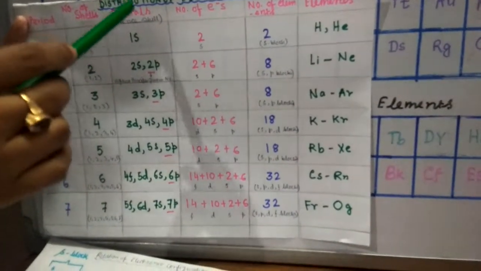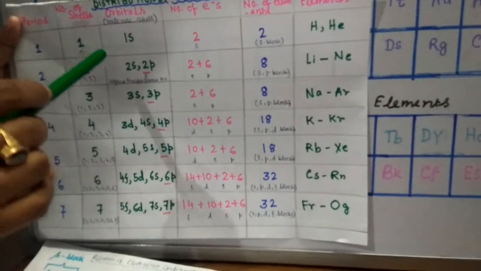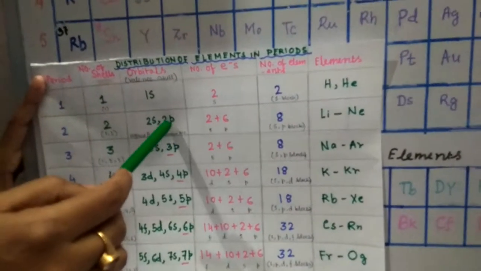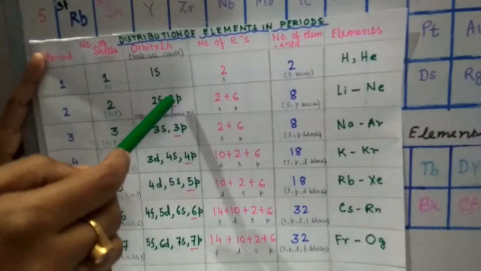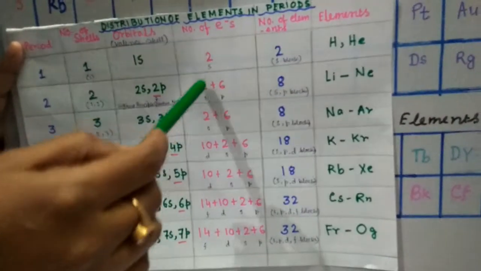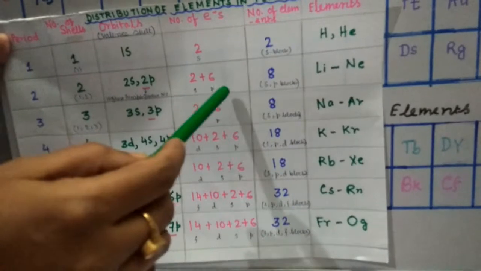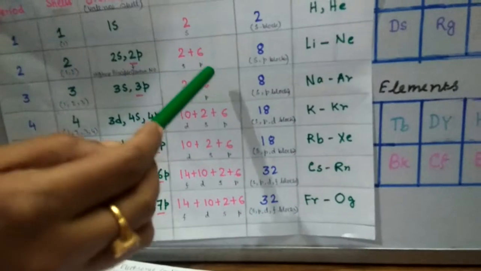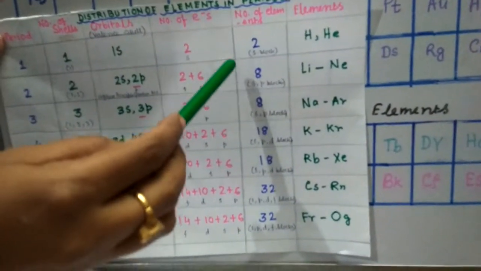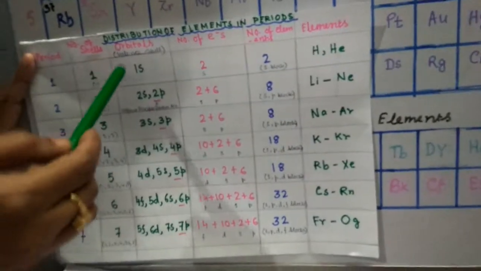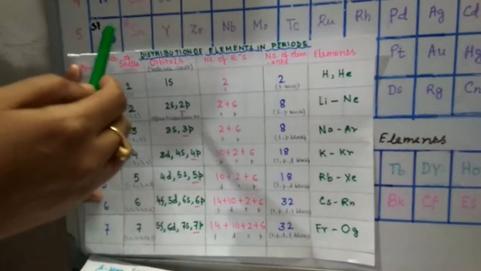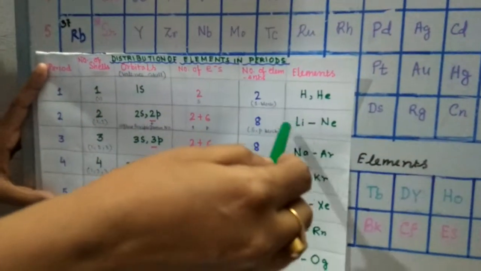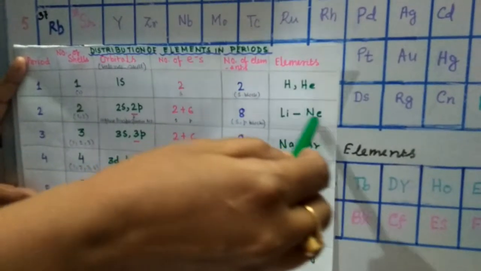Now you see the next period, period 2. Here you have the 1s orbital, that is the inner orbital, and along with that you have 2s and 2p orbitals. So the highest principal quantum number present here is 2, and the number of electrons in the 2s orbital will be 2, and in the 2p orbital it will be 6. So we have a total of 8 electrons, and that will give the increment of atomic number, meaning 8 will be the increment that you have seen in the last slide. And here the elements are lithium to neon.